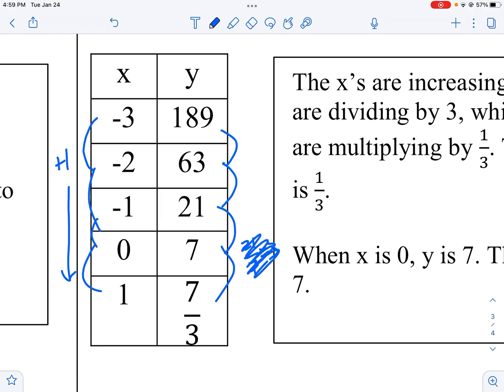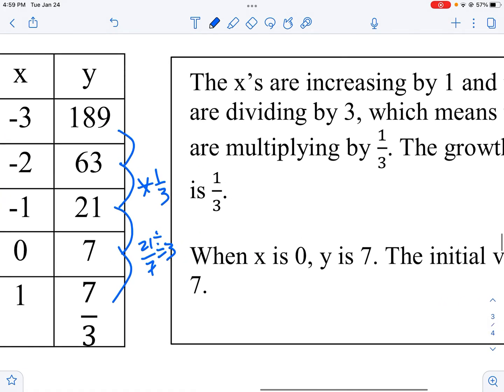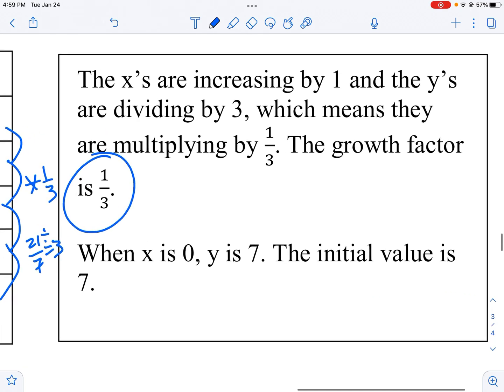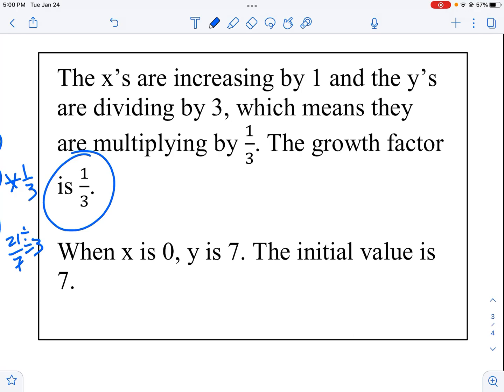Or if you're looking at the other way, you need to be able to figure out what it is timesing by to get this. So this all has it is divide by 3. Well, if you're going to divide by 3, that is the same thing as timesing by 1/3. 1/3 is 1 divided by 3. So if you times by 1/3, it's times by 1 and divide by 3. So that's effectively going to divide by 3. So that's why here it's saying that your growth factor is 1/3, because it's timesing by that. So you need to be able to identify what it is timesing by. That's a big part of being able to get growth factor.